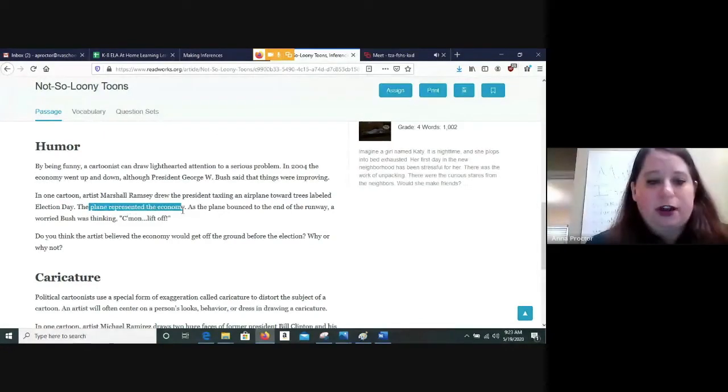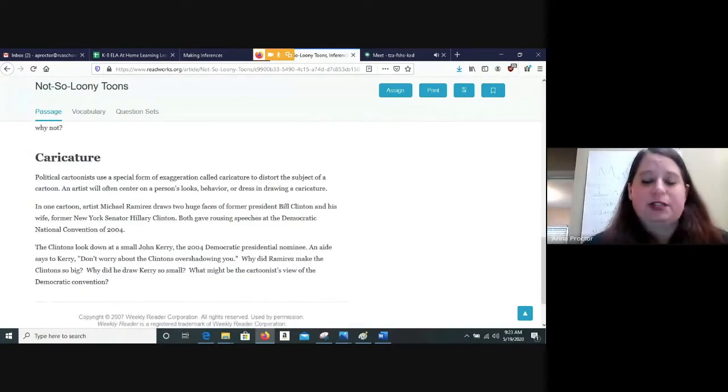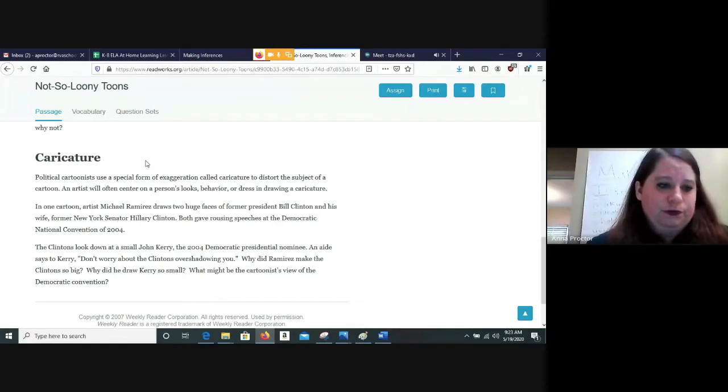To get off the ground, potentially, before the election, before this election that was in the past, President George Bush Jr. Caricature.